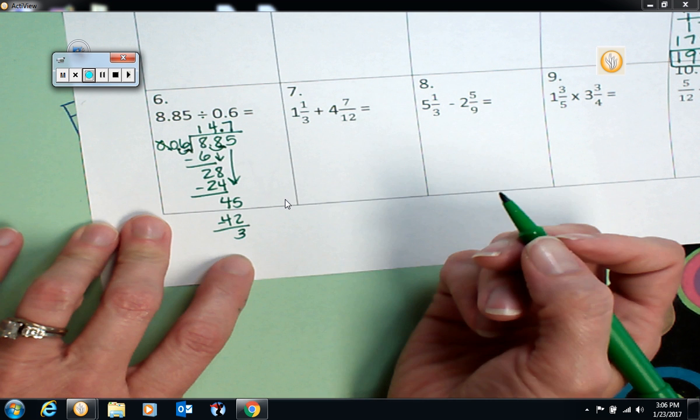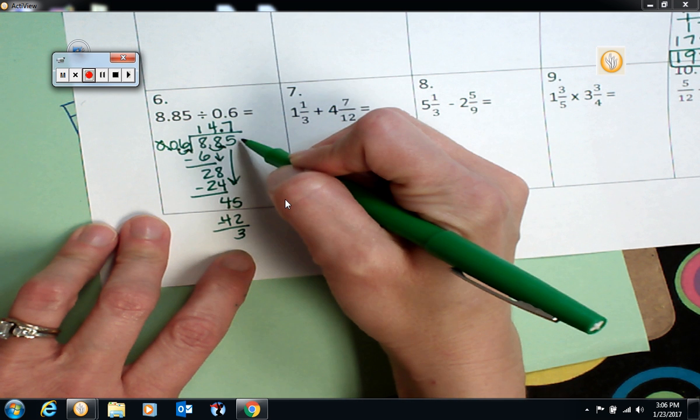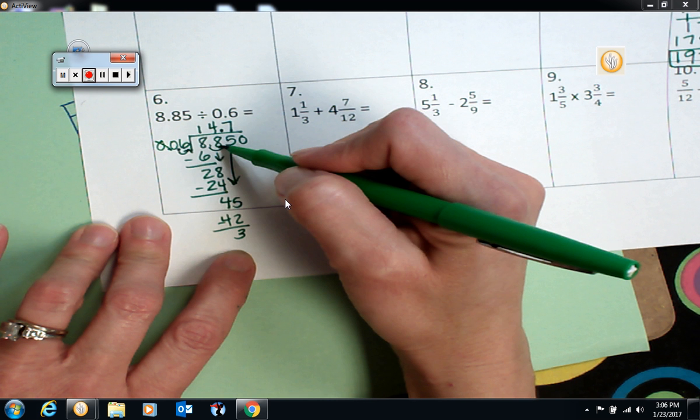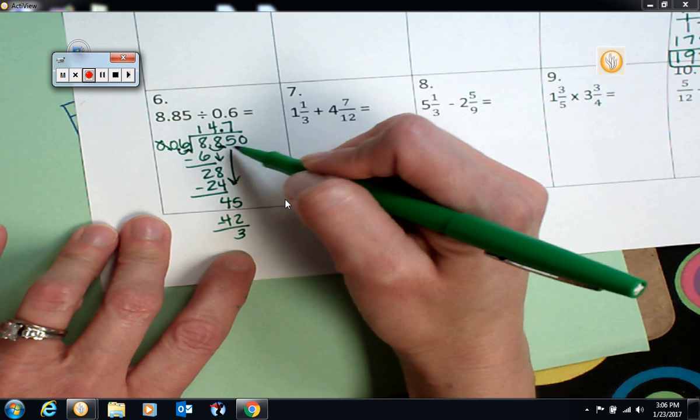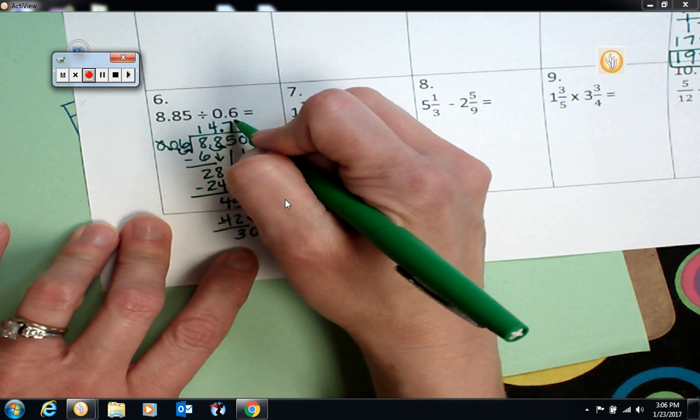Now I'm not finished. So if I run out of places to bring down, I'm going to add a 0, because I haven't changed the value of my dividend by adding that 0, but it gives me something to bring down. So 6 goes into 30 5 times.